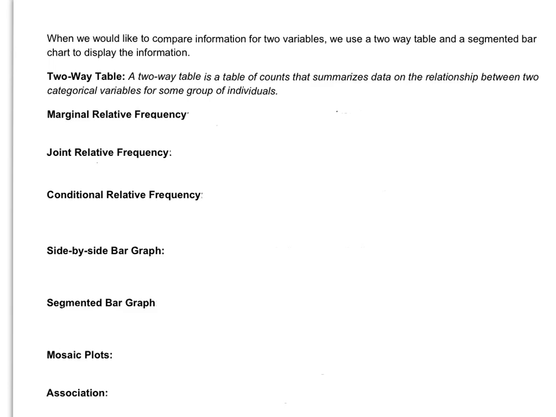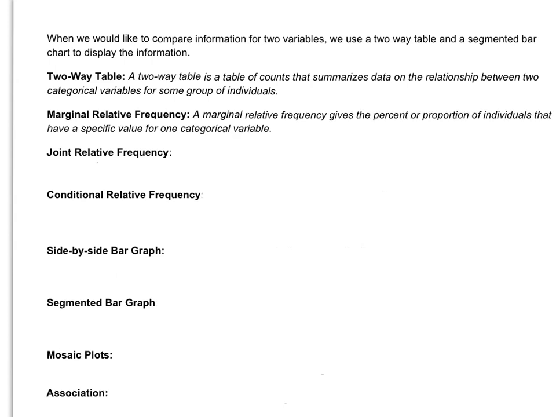So the next thing we have here is what's called a marginal relative frequency. A marginal relative frequency is the percent or proportion of individuals that have a specific value for just one of our categorical variables. You'll notice that your categorical variables are each on a margin. So when we look at only one of those categorical variables, we would call that the marginal relative frequency.